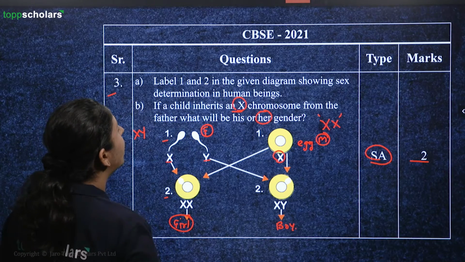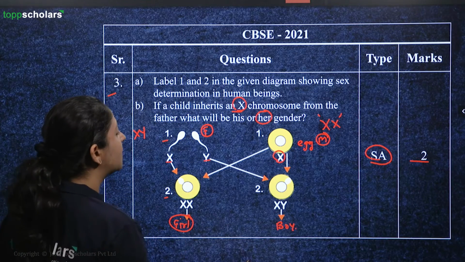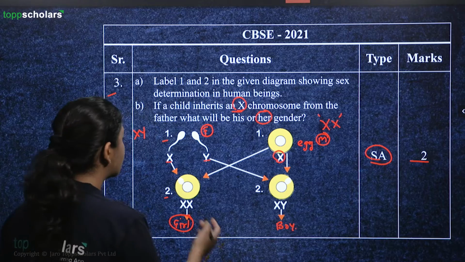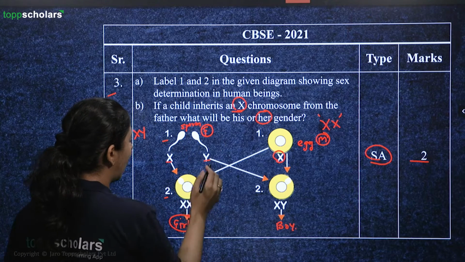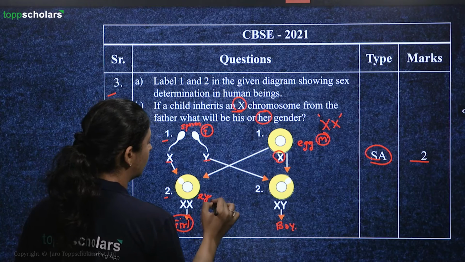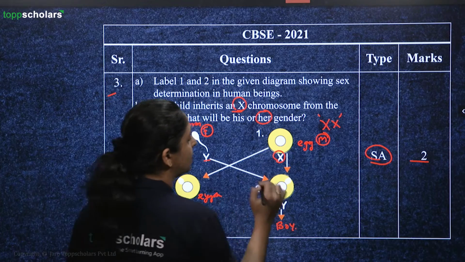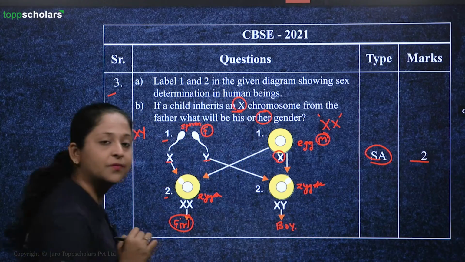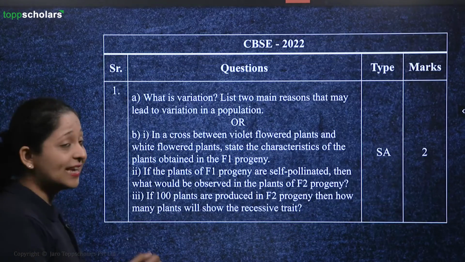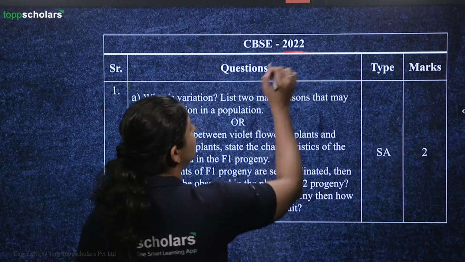And you have to label 1 and 2 into the given diagram showing sex determination in human beings. So, here these are the sperm cells, correct? And here this is forming a zygote. This will be an egg cell. This is also forming a zygote. That's it. Next is from the year 2022 students.